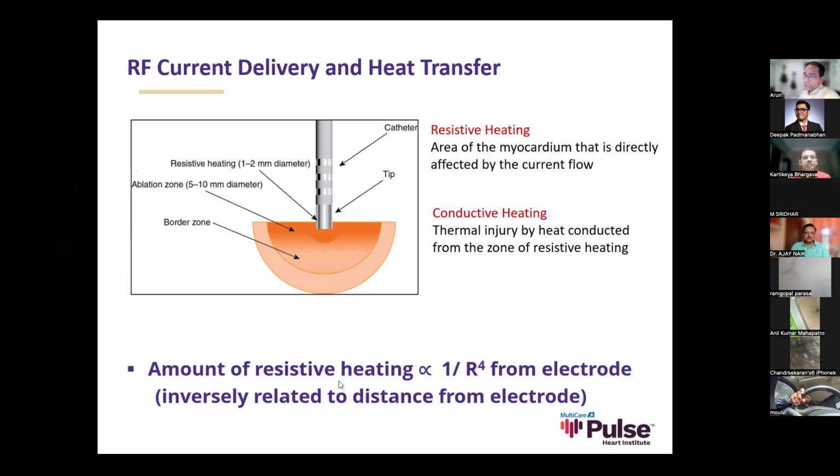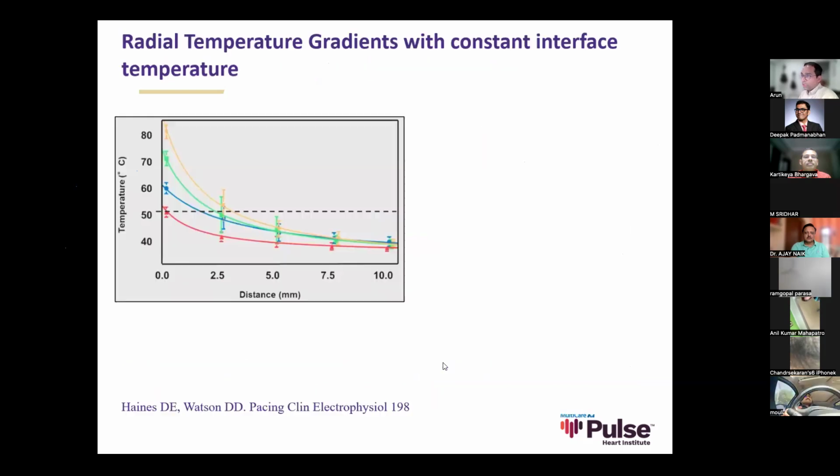So the amount of resistive heating is inversely proportional to the fourth power of radius actually. So it exponentially decreases the amount of heat. These are some of the fundamental studies again. If you look at the temperature of the tissue, this is at 0 millimeters from the catheter tip, and this is as the distance increases. The maximum temperature is at the catheter tip, and the temperature immediately falls as you go deeper.